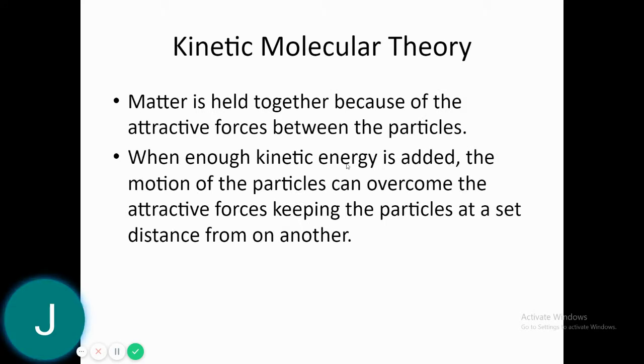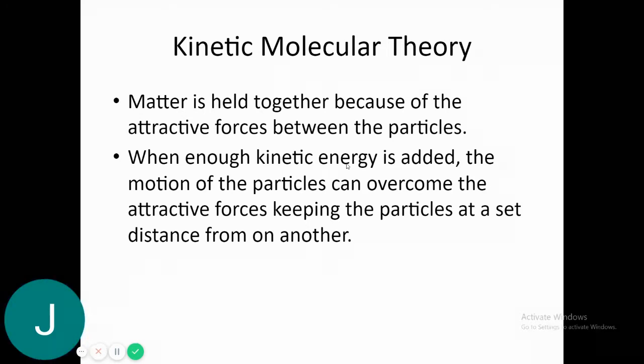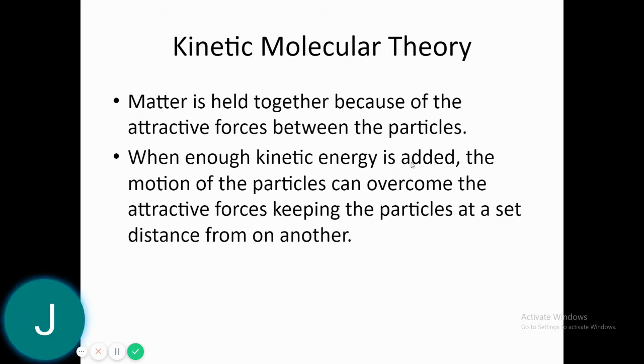And what will hold matter together is the attractive forces between those particles. So I want you to imagine holding on to two people. If they're standing still, it's easier to hold on to somebody. But if those people you're holding on to start trying to run as fast as they can and going all over the place, it's harder to hold on to them. And so it's the same way with matter.